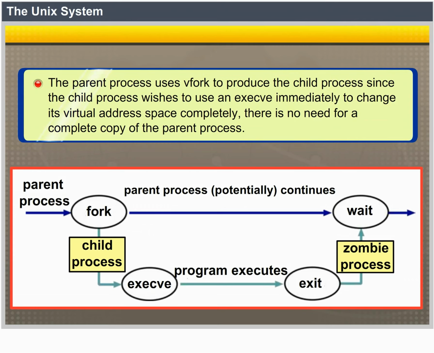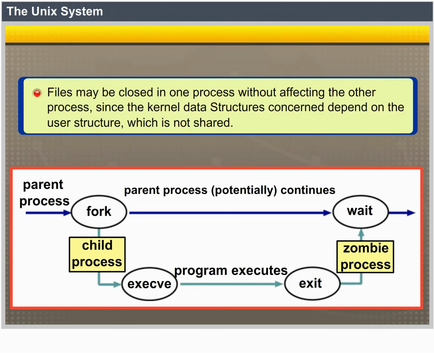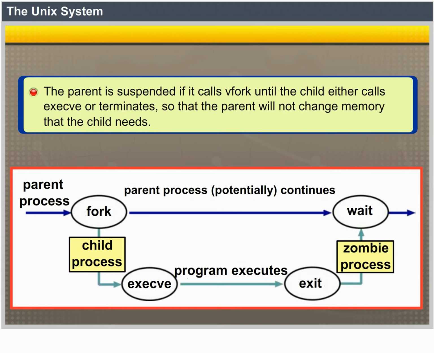There is no need for a complete copy of the parent process. Such data structures as are necessary for manipulating pipes may be kept in registers between the vfork and the execve. Files may be closed in one process without affecting the other process since the kernel data structures involved depend on the user structure, which is not shared. The parent is suspended when it calls vfork until the child either calls execve or terminates, so that the parent will not change memory that the child needs.